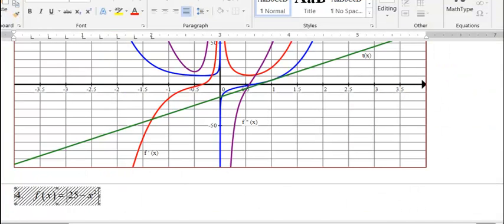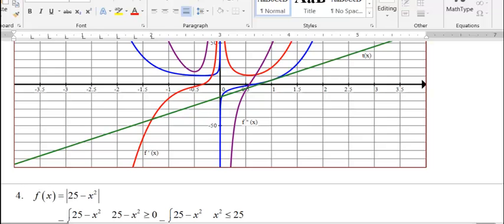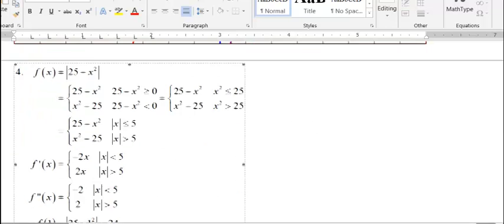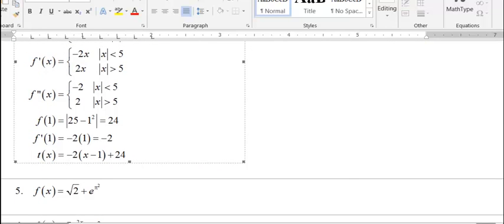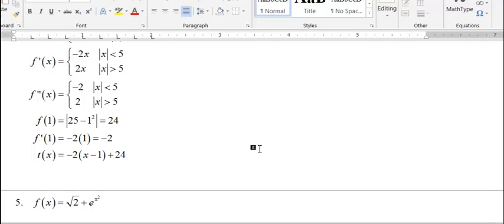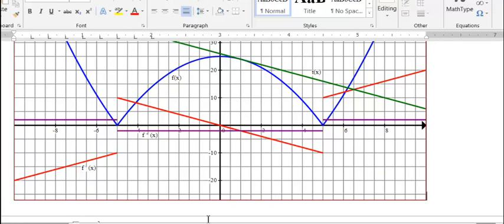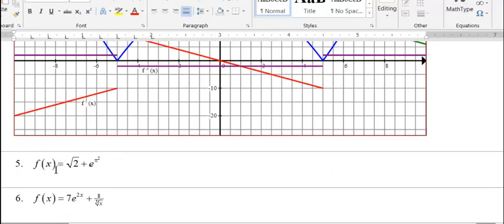Absolute value definitely has a tendency to stick in those sharp corners, abrupt changes of direction. And that's very typical of an absolute value function. It's really because an absolute value function is really a piecewise defined function. So that's why you see the different pieces here in the derivative and the second derivative. Next function we'll look at is square root of 2 plus e to the pi square.